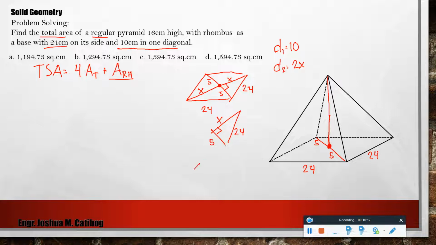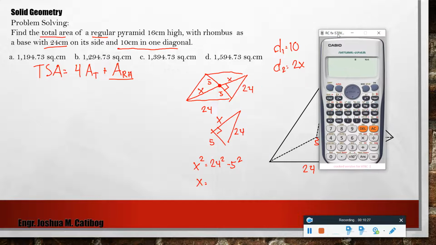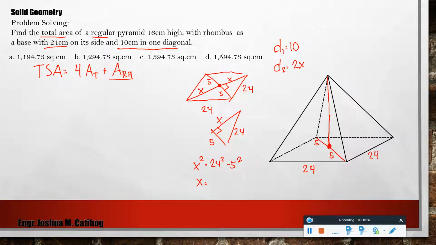So from here, x squared is simply what? 24 squared minus 5 squared. So from here, what is the value of x? So let me show you my calculator. So basically, x is simply the square root of 24 squared minus 5 squared. Okay, so the answer is the square root of 551. So the x is equal to the square root of 551.